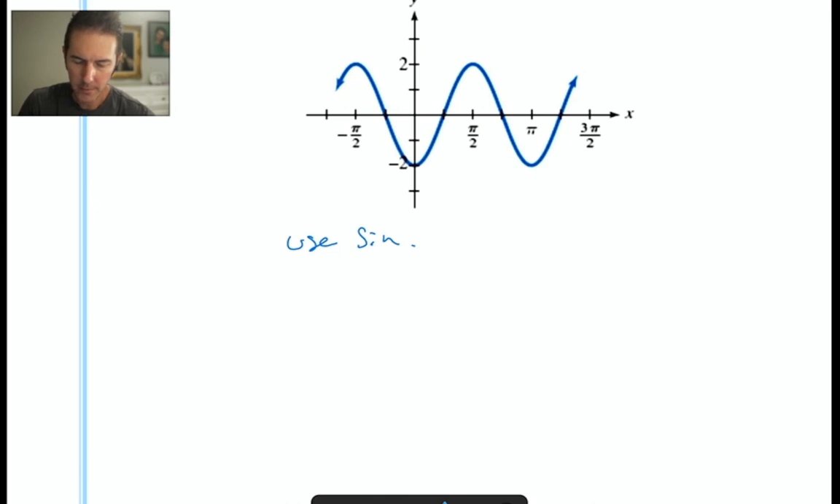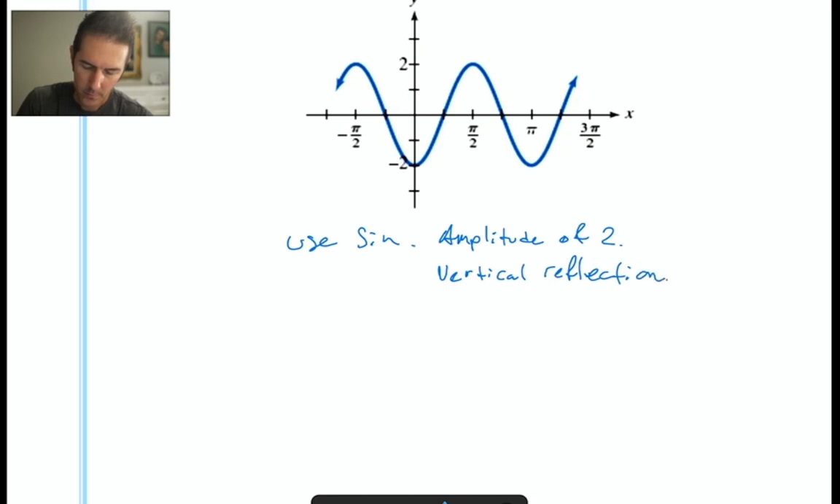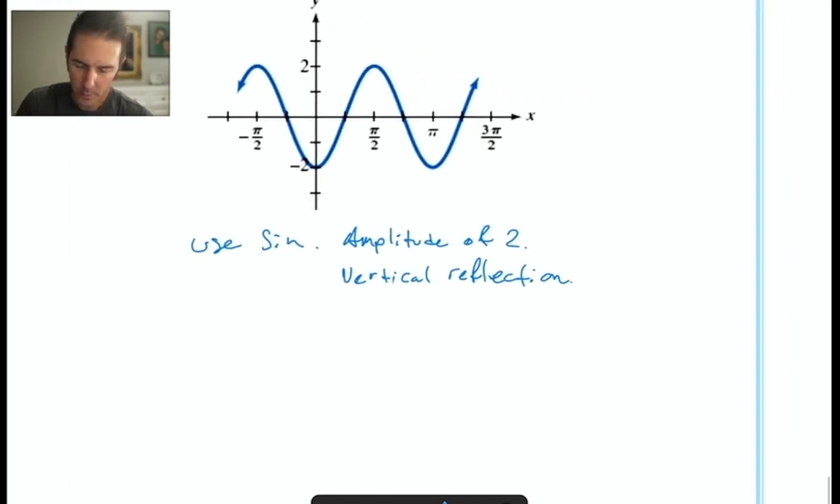And this definitely has an amplitude of 2. It's also been vertically reflected. And what those two things mean when you put them together, it means that our A value is going to be -2.